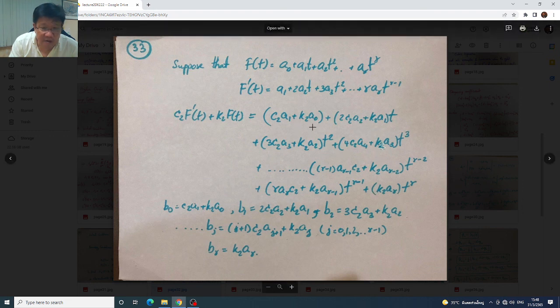I'm going to try to simplify this by rearranging and defining the constant term as b sub 0, the term that multiplies t as b sub 1, the term that multiplies t squared as b sub 2, then b sub 3, b sub 4, up to b sub r.